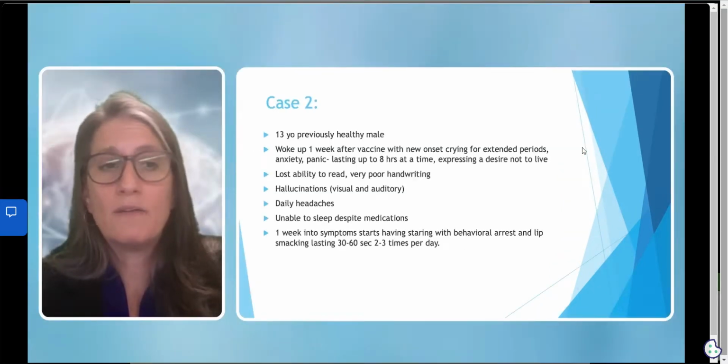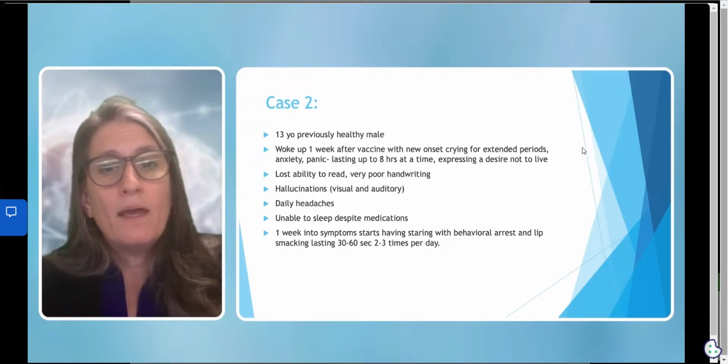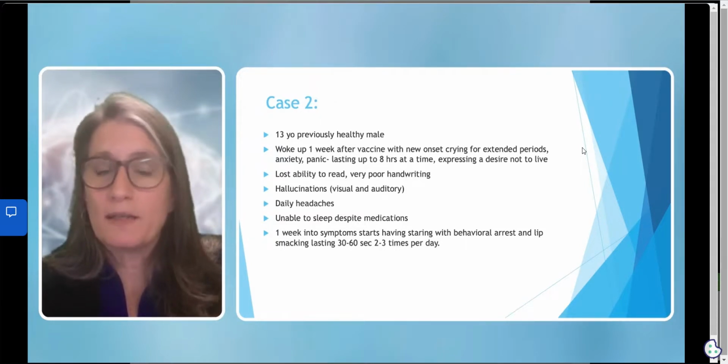He was having significant difficulty sleeping, sometimes not getting more than an hour or two of sleep at night for extended periods of time. And then about a week into the symptoms starting, he developed episodes with behavioral arrest and lip smacking that would last 30 to 60 seconds several times a day.